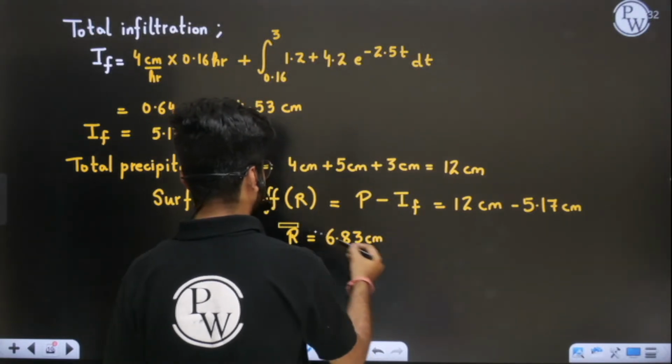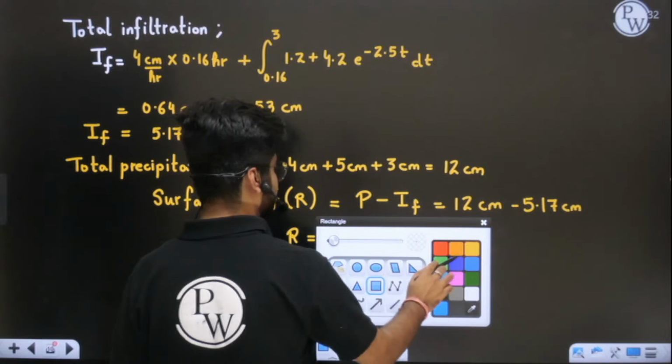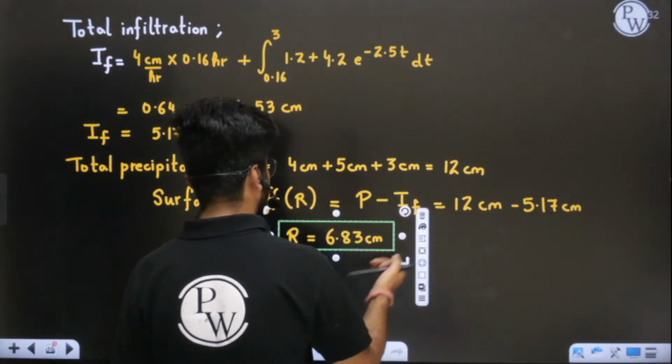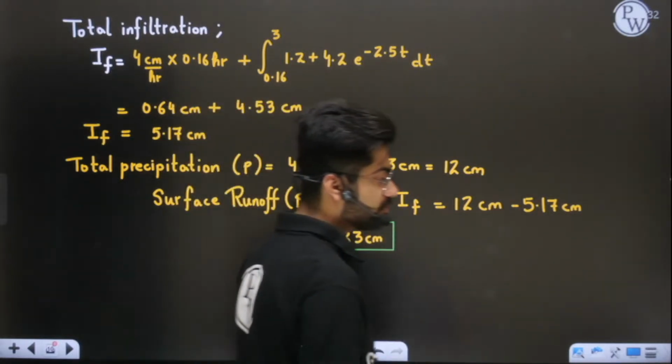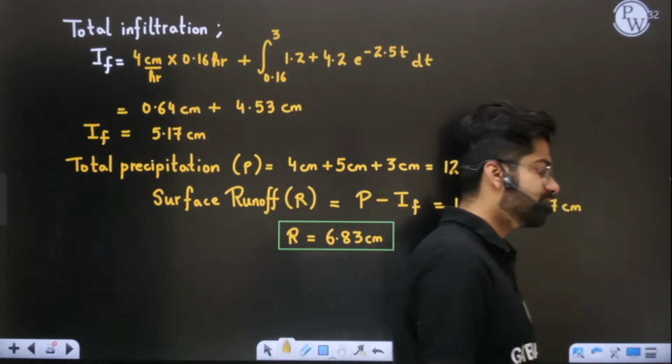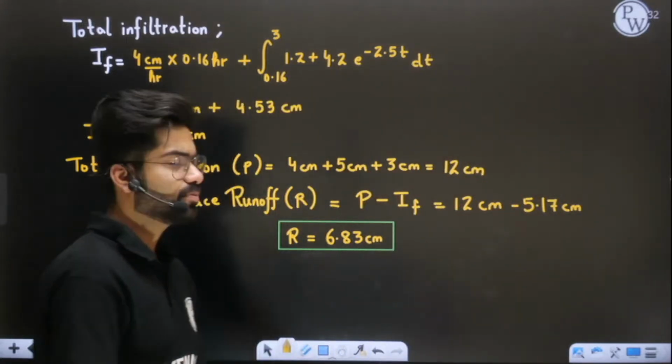Okay, this is simply 6.83. I hope this is clear to you. If you want to see this part in the graph, yes, 6.827 is the correct answer. If you round it off, you will get it as 6.83.